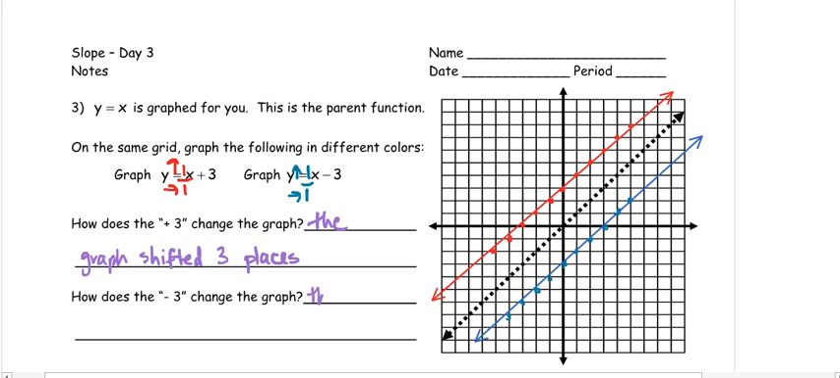The graph has shifted down 3 places. So maybe up here, I could say 3 places up to be more specific. So if you look at that, this is keeping with the sign. All right, this is a positive, it's going up. This is negative, it's going down.